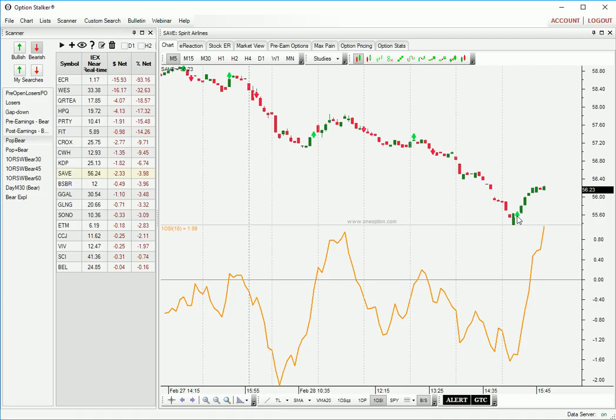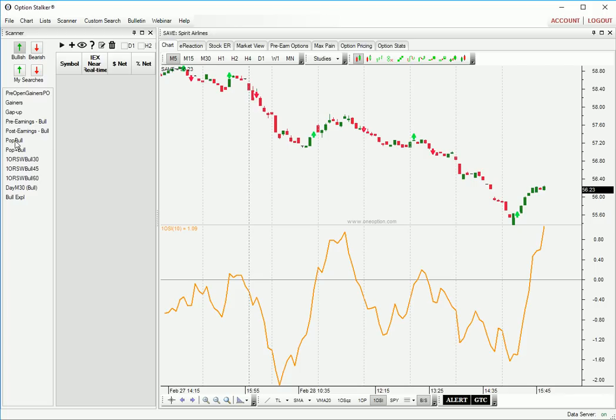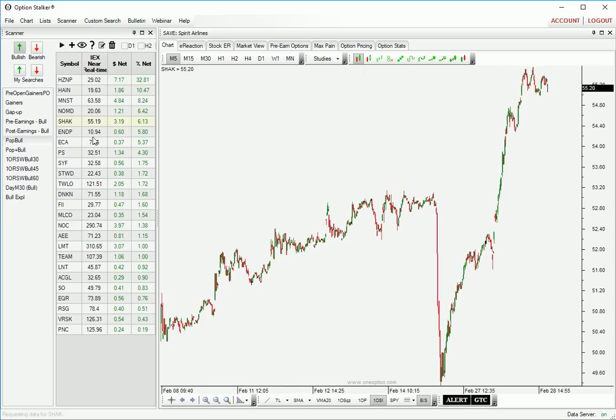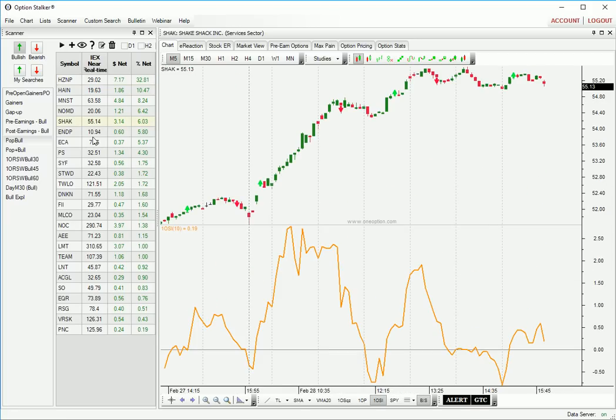That's how it works. So you have lots of other canned searches. You can go in. These are strong relative to the market. You can go in and pick bullish ones. I'm just going to go into pop bull. I haven't looked at any of these, so I guess I can just click through a few of them. I'm going to click on Shake Shack. That's usually a pretty big mover. And this is bullish. Again, this is bullish. Pop bull. Only looking at the bullish side. Look at that. Take profits there.